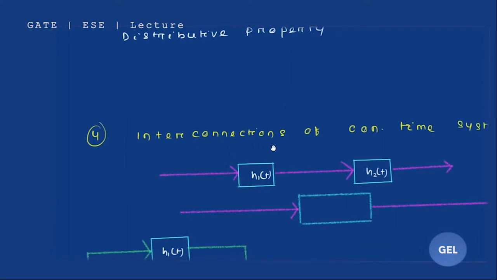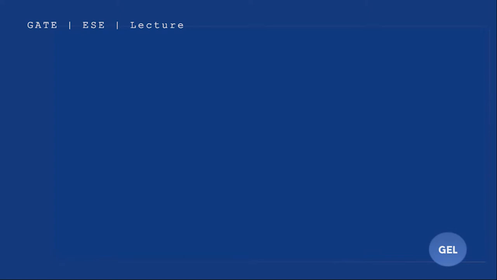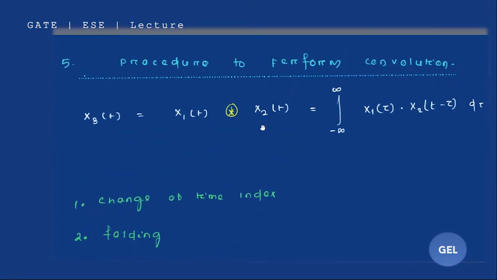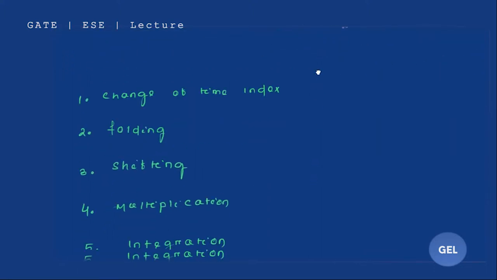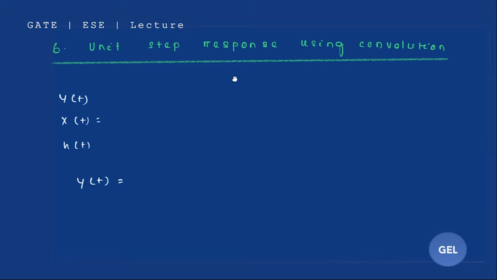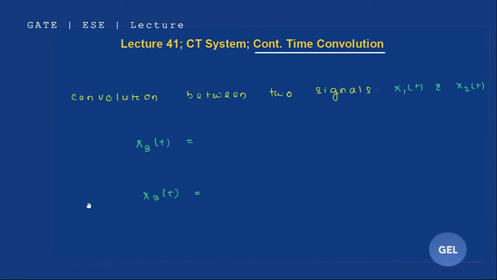the interconnection. In the fourth point, we'll get into the interconnection of continuous time systems, how convolution is obtained when different kinds of systems are interconnected with each other. And next, we'll get into the actual core concept of convolution, the step by step method, how you need to do the convolution. And then we need to do a very important calculation, that is to find the unit step response. Once you understand unit step response, you can find any kind of convolution. Okay, now let's start with the first point, that is convolution between two signals.